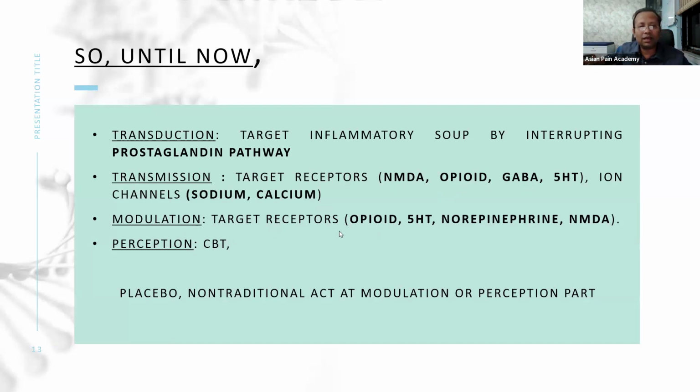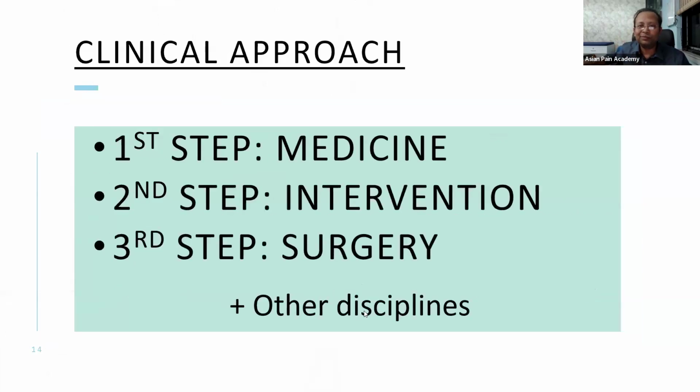Modulation, we target receptors here also: opioid, 5-HT, norepinephrine, NMDA. So by this we will stop the modulation. In the modulation part, we will use the drugs which attack these areas. Perception part, only CBT, placebo, non-traditional, different methods. Actually, most of the time they work at the modulation or perception level, not at the transmission or transduction area.